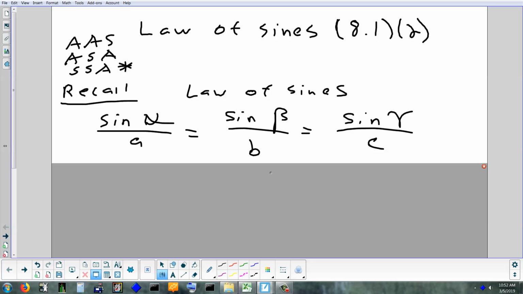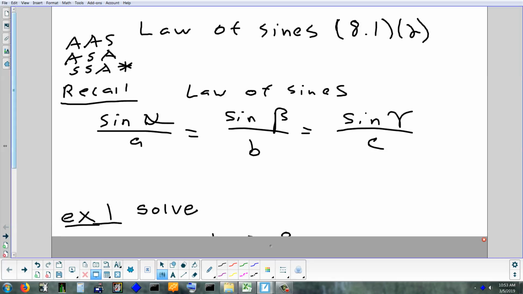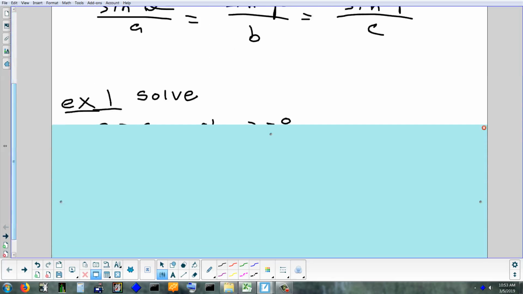It's three fractions. You only use two parts at a time, and you set up a proportion and cross multiply. Other than that, that's all I really need to remind you about. So let's look at a problem and see what happens.